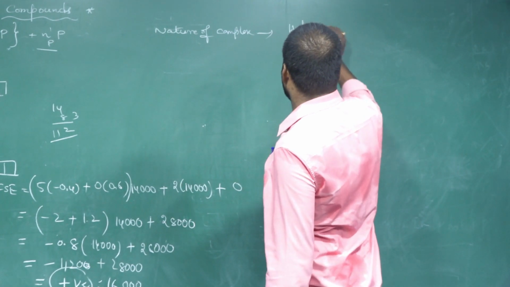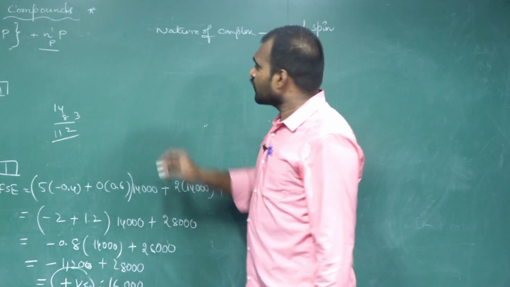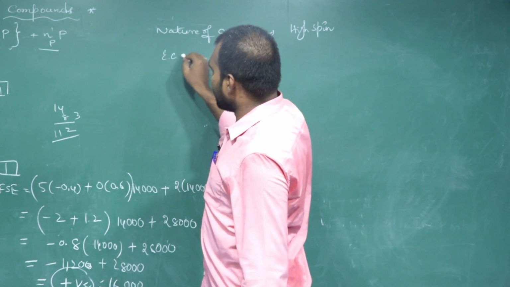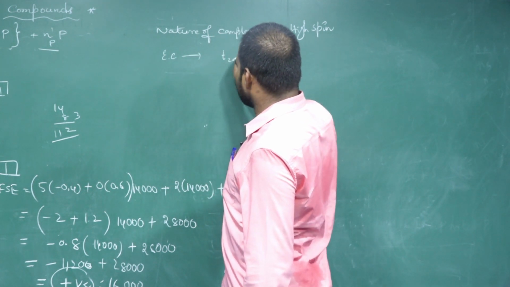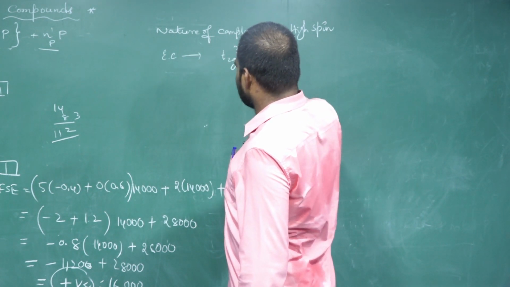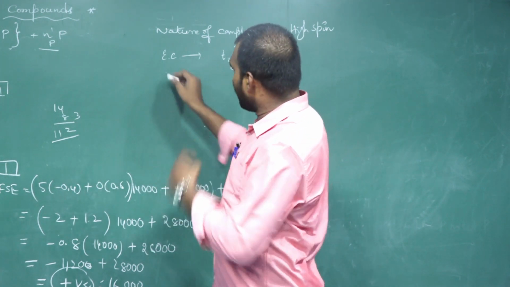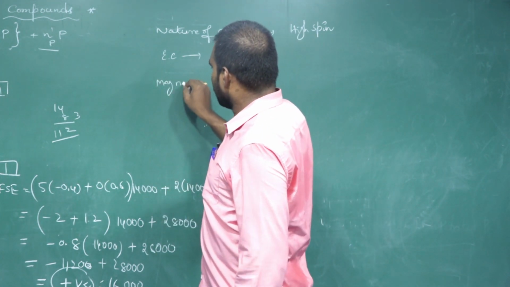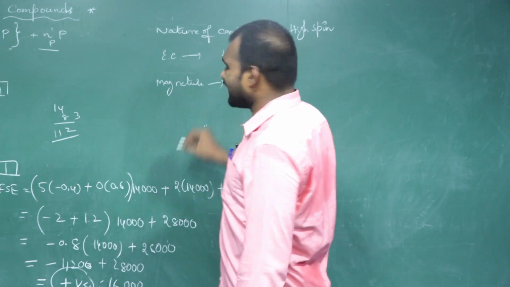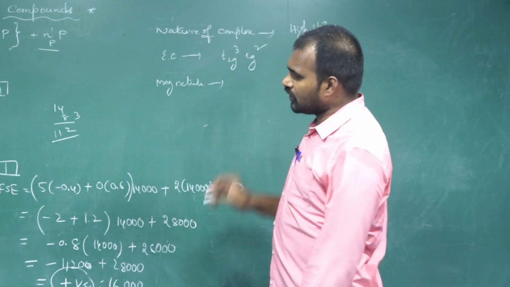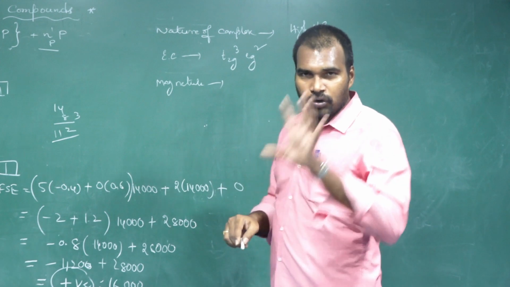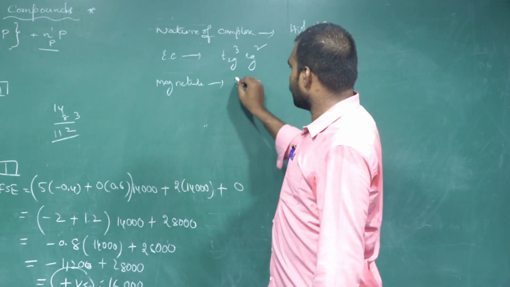This is a high spin complex. What is the correct electronic configuration? That is t2g3 eg2. And what is the magnetic nature of the above complex? So here in this t2g3 eg2, a total of 5 unpaired electrons are there.